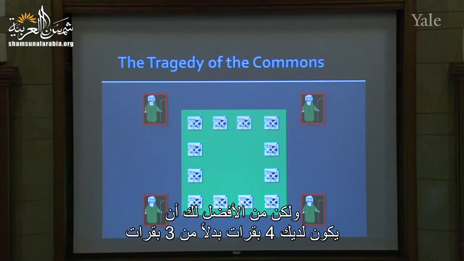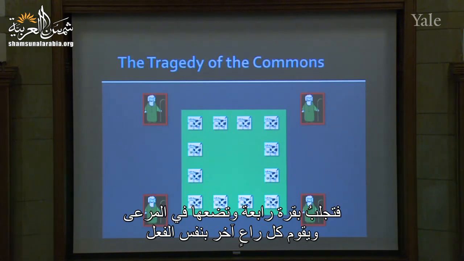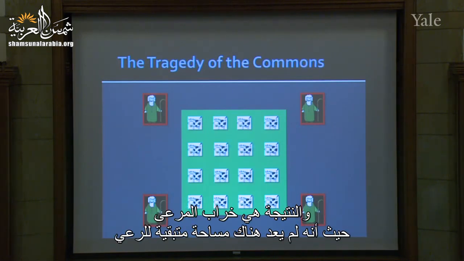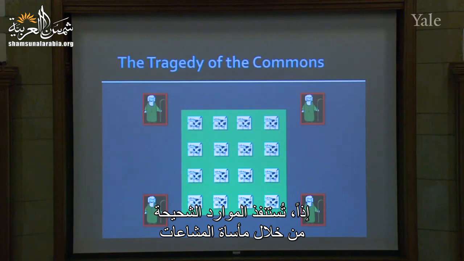Three cows great, four cows super duper. Each of you gets a fourth cow, puts it out to pasture. And the result, if the clicker will work, the result is that there's no more space left to graze. The pasture gets destroyed. So scarce resources become depleted through the tragedy of the commons.